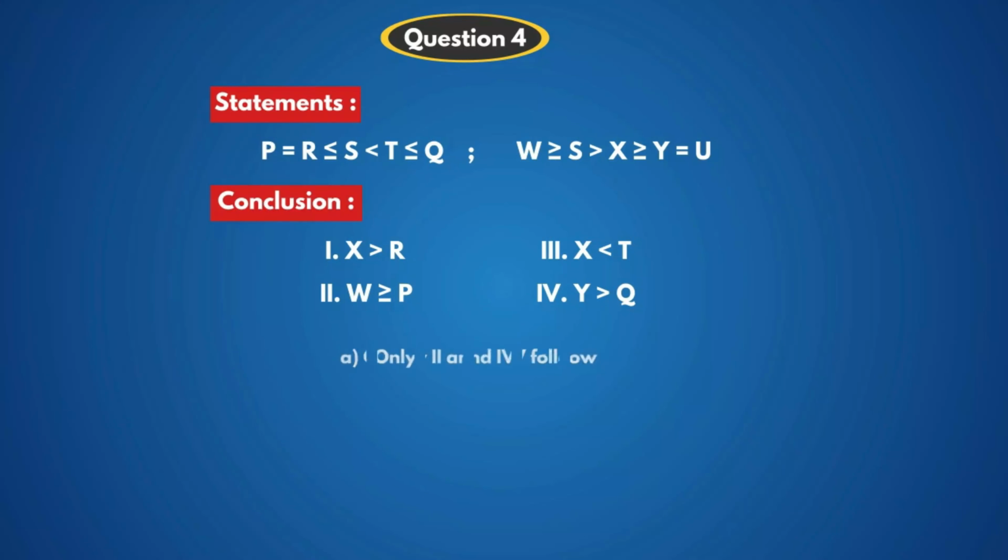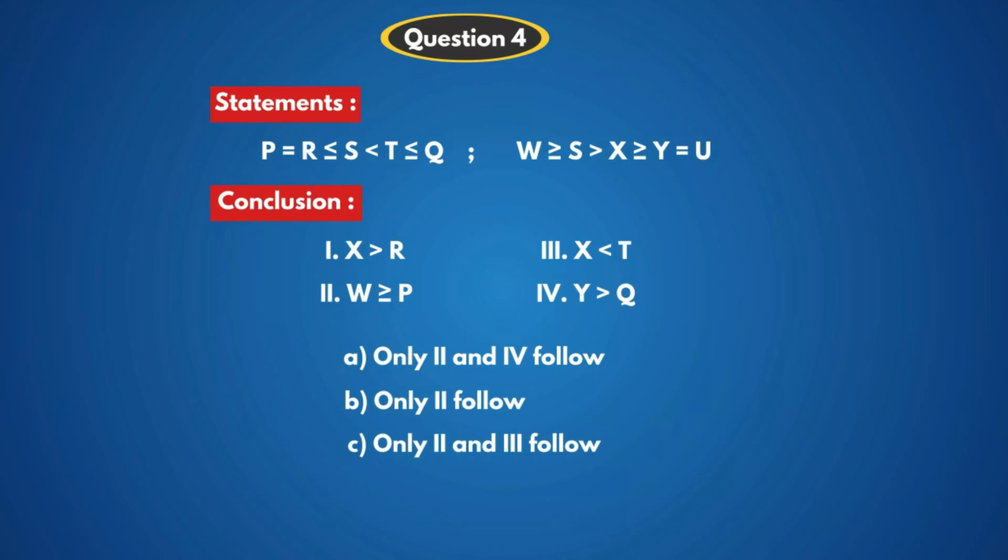Options are: Option A. Only 2 and 4 follow. Option B. Only 2 follows. Option C. Only 2 and 3 follow. Option D. Only 3 and 4 follow. And option E. None of these.